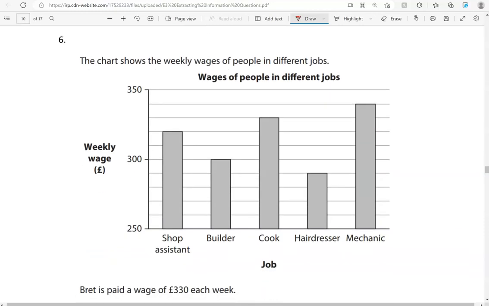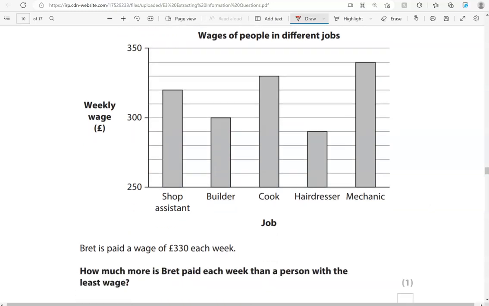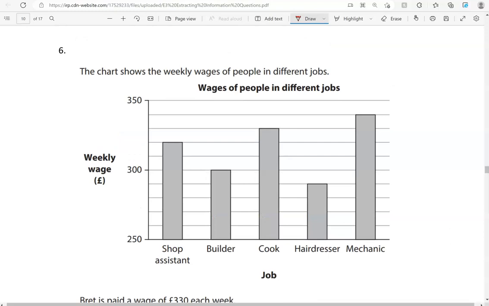The chart shows the weekly wages of people in different jobs. Brett is paid a wage of £330 each week. How much more is Brett paid each week than a person with the least wage? The person with the least wage or the lowest wage in the bar chart that is this one here, so a hairdresser, and they get between 250 and 300.